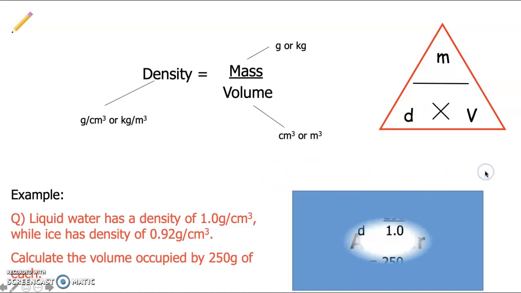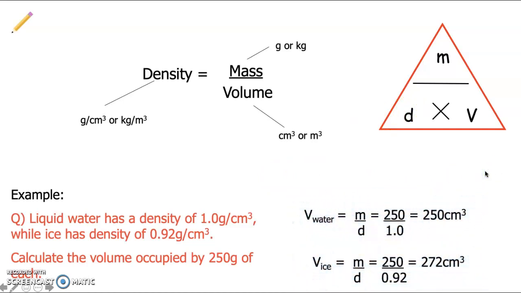So your answer should look like this. The volume of water is equal to the mass divided by density, so 250 divided by 1, which is equal to 250 centimetres cubed. The volume of ice, slightly different here, it's 250 divided by 0.92, which gives us a volume of 272 centimetres cubed. Can you make sure that's also added to your notes? Thank you.